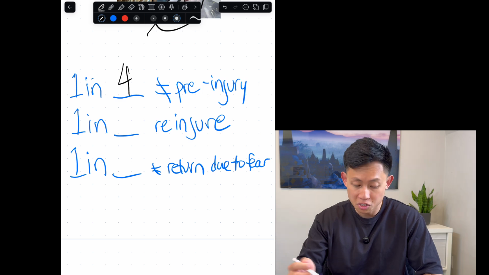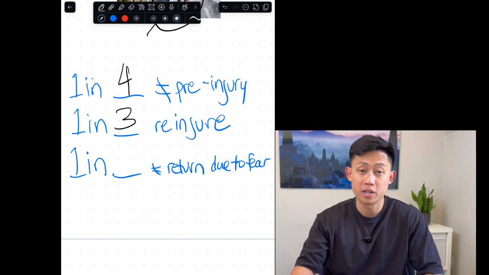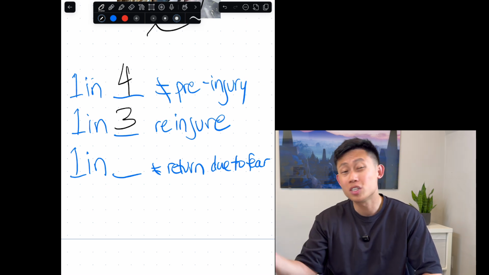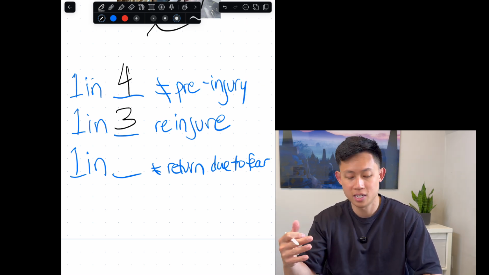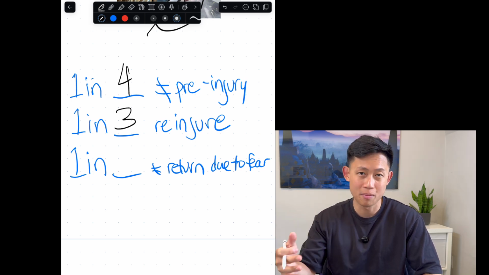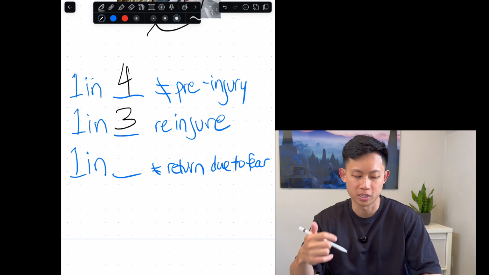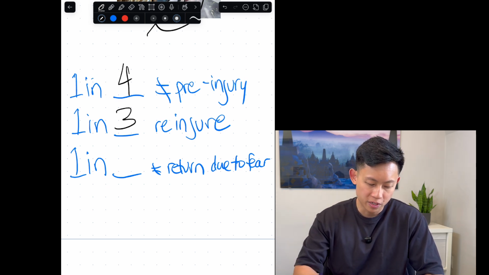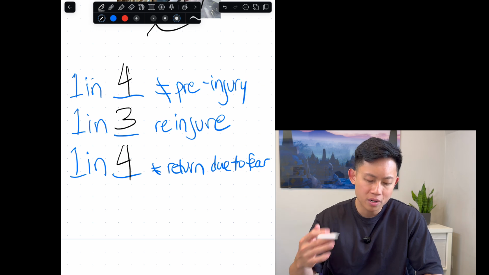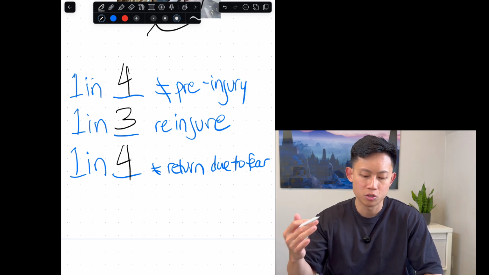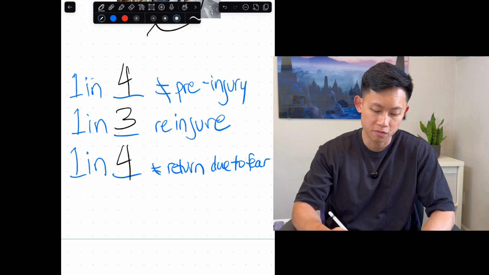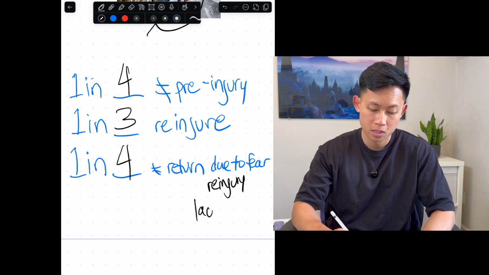Now, the re-injury, this is even more shocking, is 1 in 3. So 1 in 3 people actually re-injure that same ACL or the opposite ACL, so the other knee, within 2 years of coming back. The last one's very shocking to me. 1 in 4 people never return to sports because of fear. So this is fear of re-injury. This is fear of lack of confidence, right?